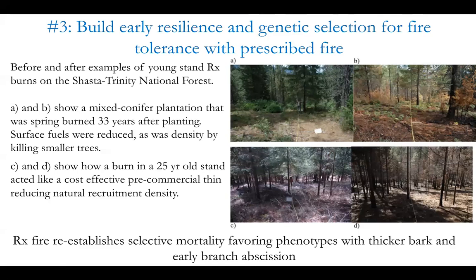Another potentially utilized benefit of prescribed fire, or maybe under-acknowledged benefit of prescribed fire in early developing stands, is that fire has obviously been a strong selecting force in Western forests for millennia. And part of that selection is to favor the more fire-resistant trees. And so if we put that selecting force back into young stands, that may favor phenotypes, and to the extent that those are genetically controlled, genotypes for future stand development and regeneration that have thicker bark and earlier branch abscission.